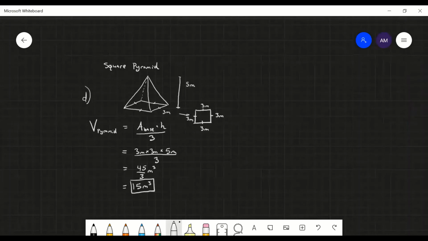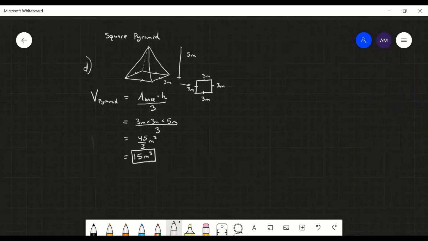So that will be the case for many pyramids. You just do area of the base times the height divided by 3, and you'll get your answer.